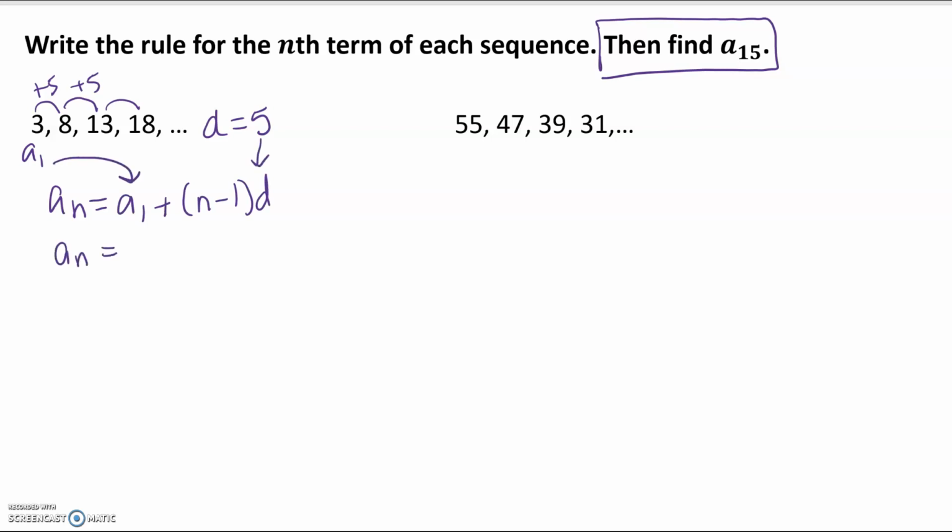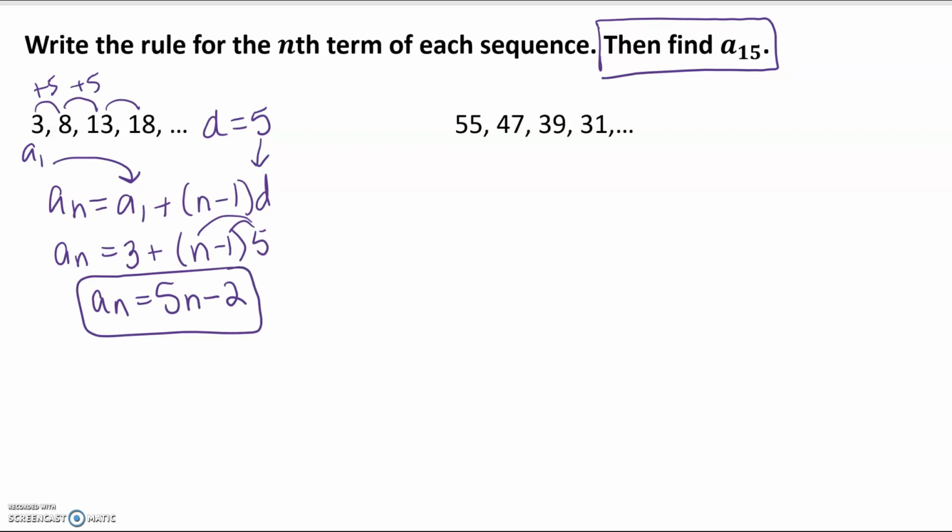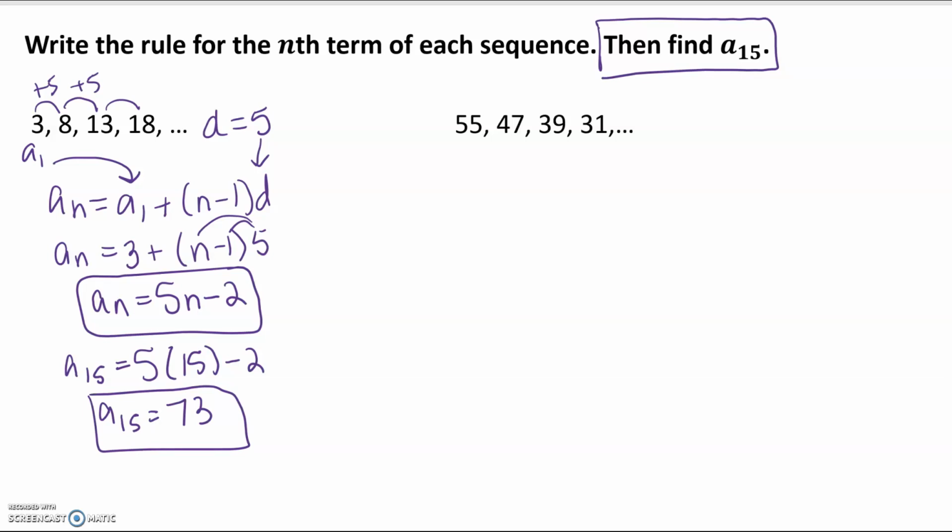So I have my nth term is going to be 3 plus the quantity n minus 1 times 5. I'm going to distribute that 5 out and simplify those like terms together, and I get 5n minus 2. The other part that we're going to do is find the 15th term. I'm going to take that equation that I just made and plug in 15 to that. So when I plug in 15, my 15th term becomes 73. If I worked this out 15 terms later, I would have 73.